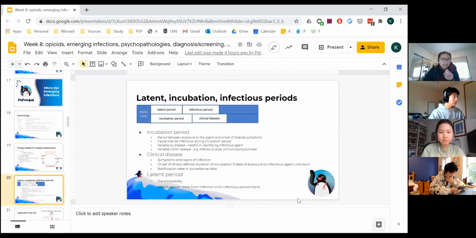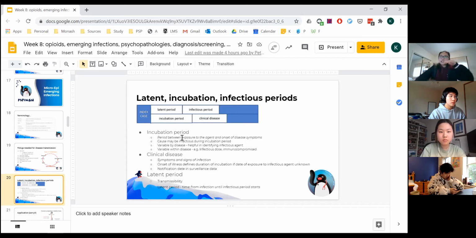Okay, so this is stuff we've already learned. This stuff I think might be slightly new and actually useful. So there's latent, incubation, and infectious periods. Whenever someone coughs on you and you get exposed to some kind of pathogen, you won't get symptoms straight away. There'll be an incubation period beforehand. The incubation period refers to the period between the exposure to the agent, so when you get coughed on, and the onset of disease symptoms, so when you start to have, let's say, a sore throat. So you're asymptomatic during the incubation period, and then you get the clinical disease, which is when you're symptomatic, with the signs and symptoms of infection.